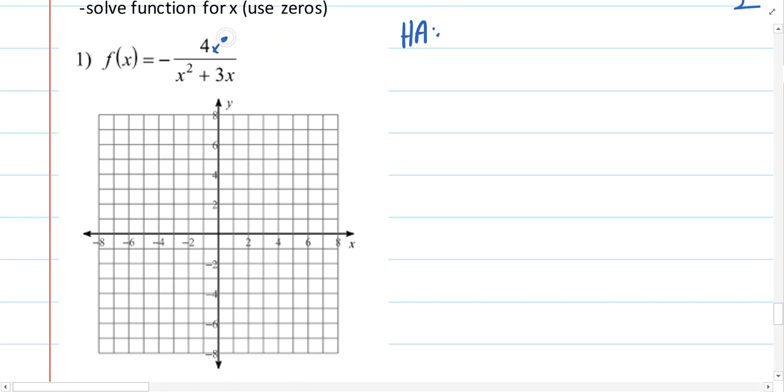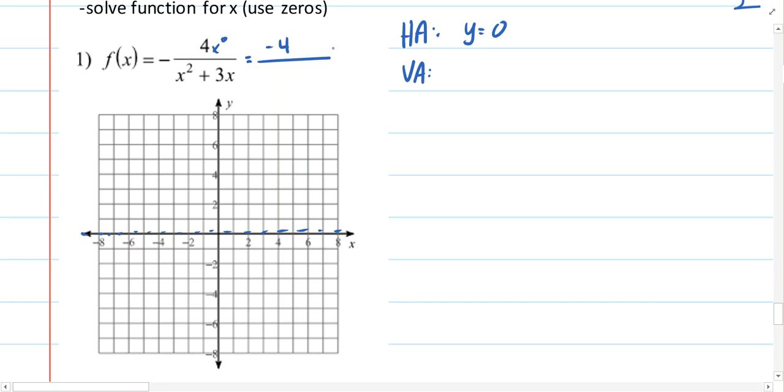In this case, the degree in the numerator is bigger. Let me say that again. The degree in the numerator is smaller than the degree in the denominator. So therefore, we have a horizontal asymptote at y equals 0. Since we have a horizontal asymptote, we don't have any slanted asymptotes. We might have vertical asymptotes, and we will find those by factoring.